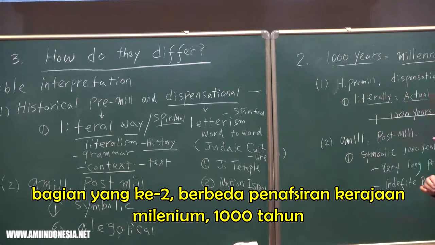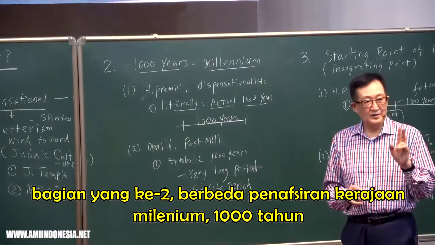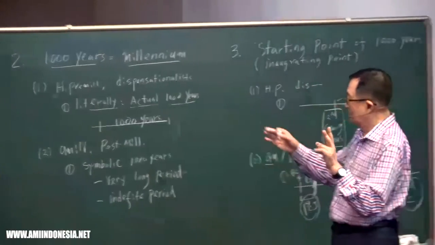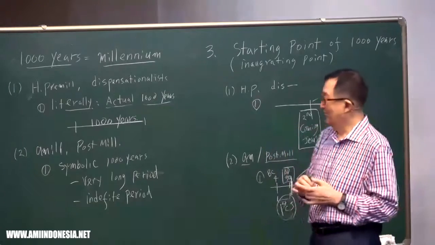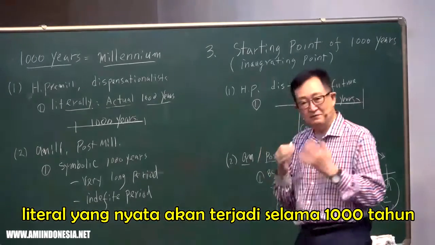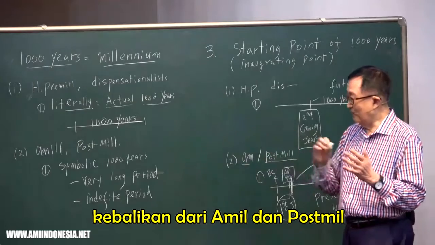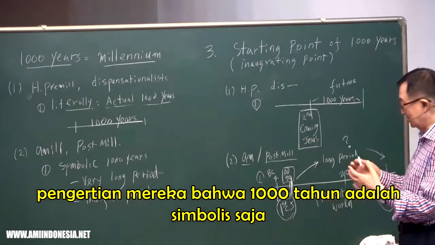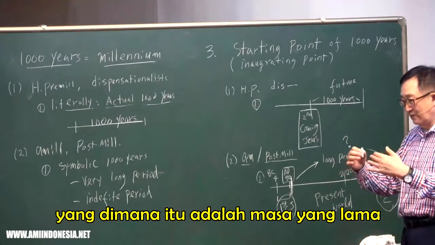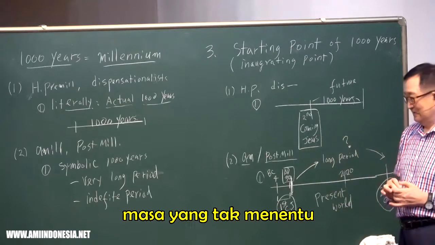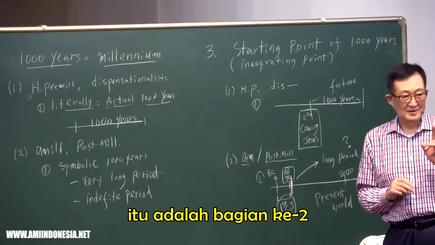Okay, the second area is their interpretation of the millennium kingdom, 1,000 years. Historical premillennialists and dispensational premillennialists take it as literal, actual 1,000 years. It's a physical 1,000 years. As opposed to amillennialists and postmillennialists, whose understanding is symbolic 1,000 years, which means a very long period. Okay? Indefinite period. That's the second part.